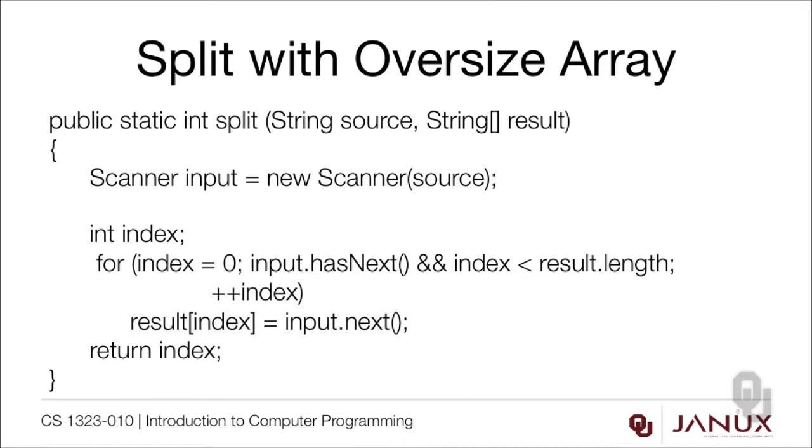So here's the method we did. This is split with an oversize array. We wrote this code just a while back. So we've got our split method. We're using a scanner to divide a string up based on white space. We've got an integer index and we step through it one position at a time, keeping track of the number of strings and storing them in the string array called result. Remember, result has to be allocated before the method starts. And then at the end, we return the index. That is the number of elements that are actually live.